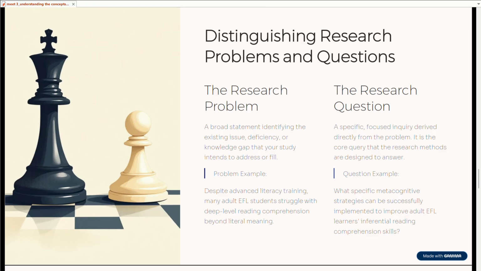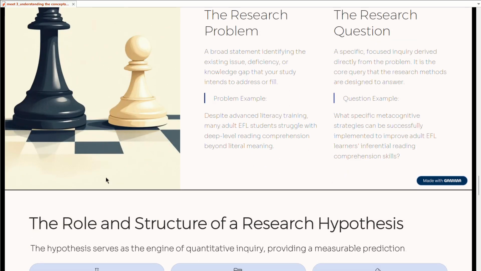So what is an example of a research problem? You can see from the slide: despite advanced literacy training, many adult EFL students struggle with deep level reading comprehension beyond literal meaning. This is the problem. Then the research question example: what specific metacognitive strategies can be successfully implemented to improve adult EFL learners' inferential reading comprehension skills? So this is the difference between the research problem and research question. You can find other examples.